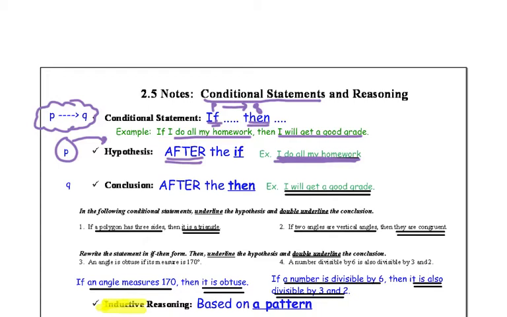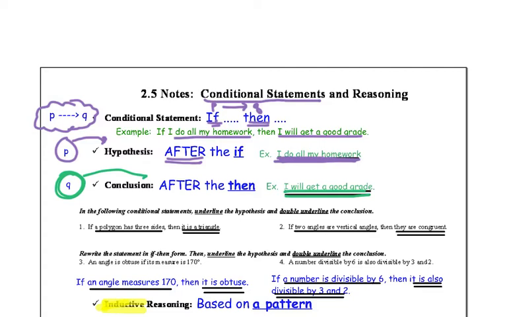So if I go back to here, I do not underline the if. And then whatever comes after the then, that's the conclusion. So then I will get a good grade, and we usually double underline the conclusion.